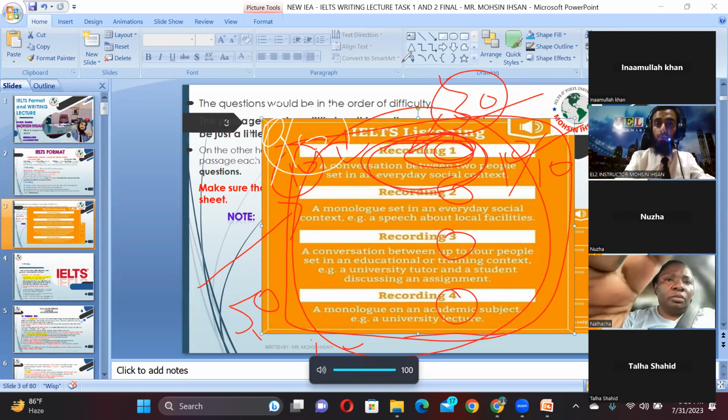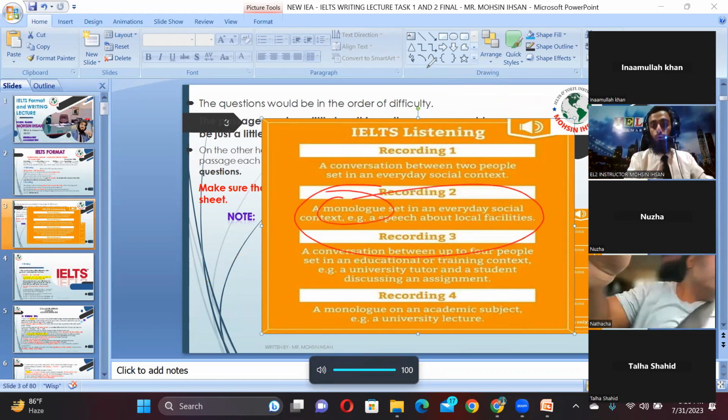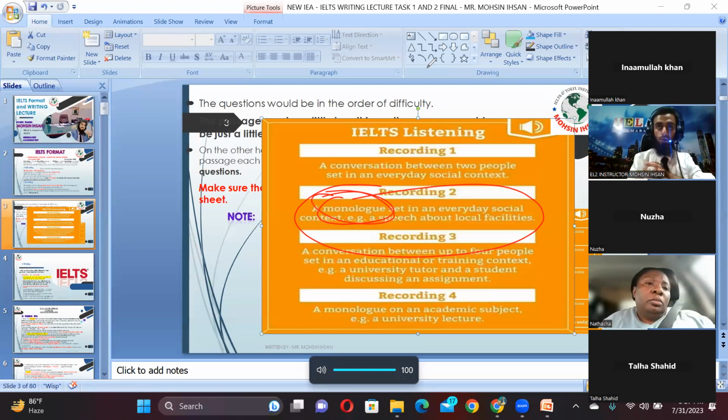After section 1, in section 2, there will be a monologue, one person discussing any society topic. The person would be single. That's why it's called a monologue. One person discusses any awareness-related topic, any society or social related topic, any environment, circumstance. Only one person delivers a kind of speech.